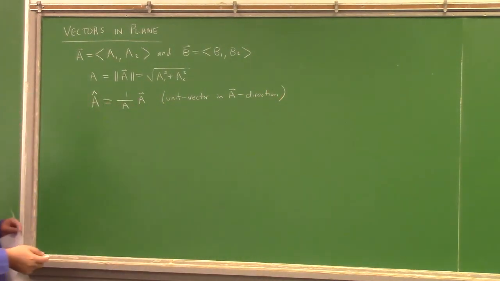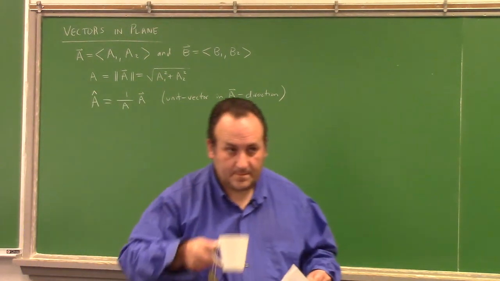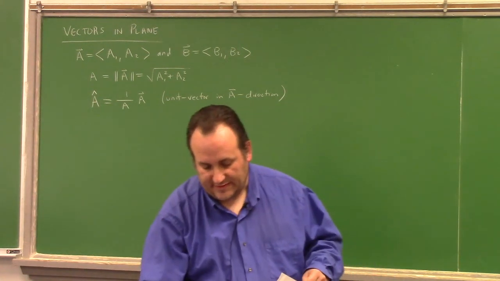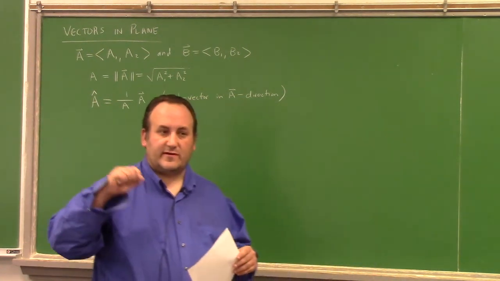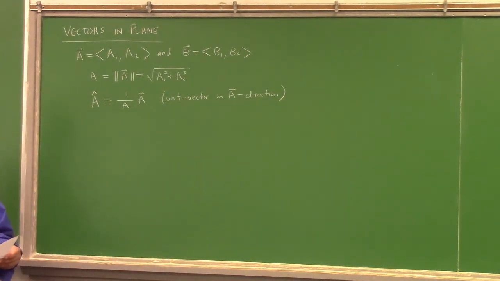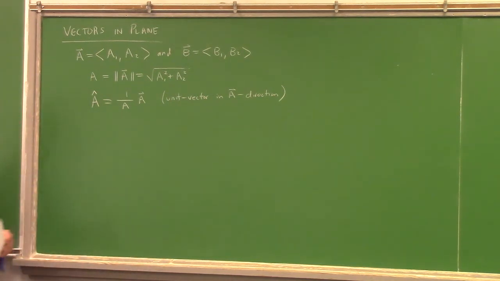Now, what do I have to assume about A for that to make sense? What's the length of the zero vector? The 0, 0 vector: square root of 0 squared plus 0 squared is the square root of 0, which is 0. The length of the zero vector is 0. So we can't do this for the zero vector. But for anything but the zero vector, we can calculate the unit vector.